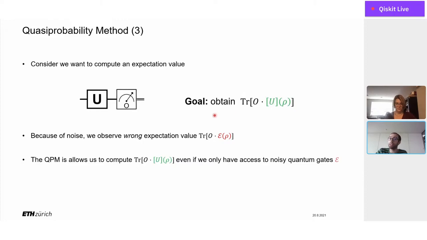And of course, because there's noise present on your hardware, if you just take this circuit and try to naively realize it on the hardware, you're going to obtain the wrong expectation value. You're going to obtain this number here, which is generally going to be different than the number that we want here. So the quasi-probability method will really allow us to compute this ideal expectation value, that means the one with the ideal green channel, even if you only have access to noisy quantum channels. So how does that work?